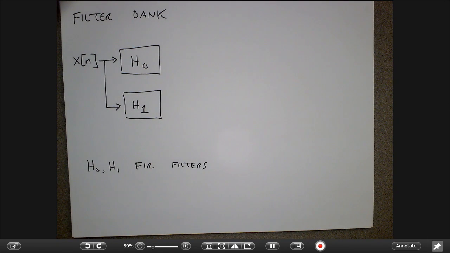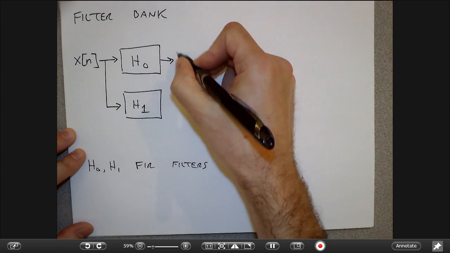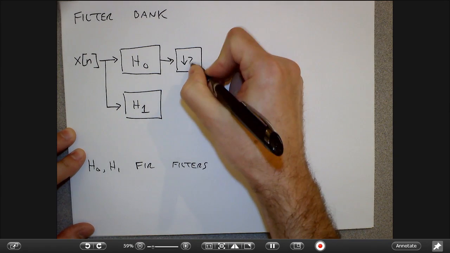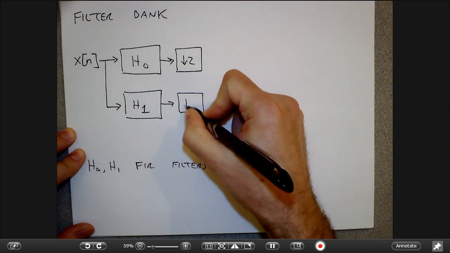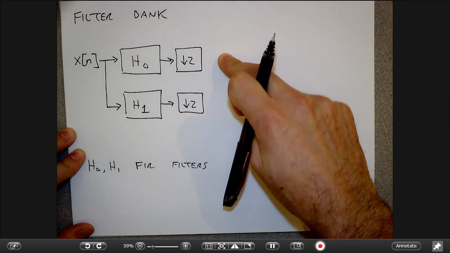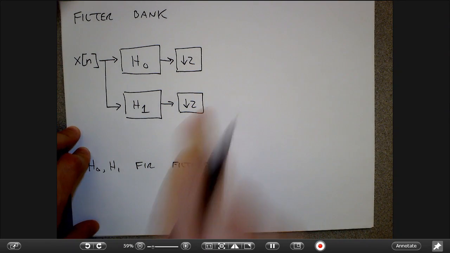And so the idea here is that I want to represent the signal with only n numbers total, and if I pass it through two filters, I've got two n numbers, right? So what I'm going to do is cut down each of the outputs of these so that at the result of the filter bank, I've got n over 2 numbers coming out of the top and n over 2 numbers coming out of the bottom, right?